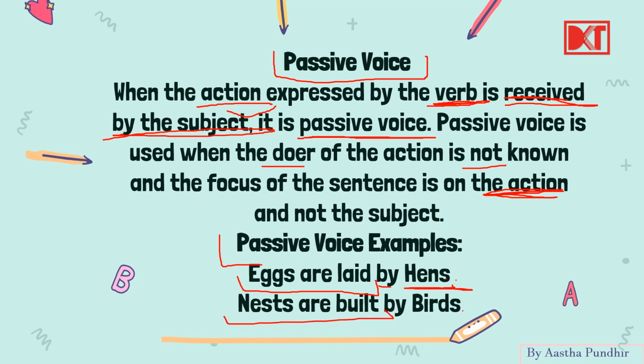This is an action. Who is performing this action? Birds. So what are the birds doing? They are performing the action. Sorry. They are receiving the action. Performing the action होता तो active voice हो जाता. So here, eggs are laid by hens, passive voice. Nests are built by birds, passive voice. Hens and birds जो हमारा subject है, what are they doing? They are receiving the action. All right. That is for the basic meaning of voice and active voice and passive voice. I hope you have understood.